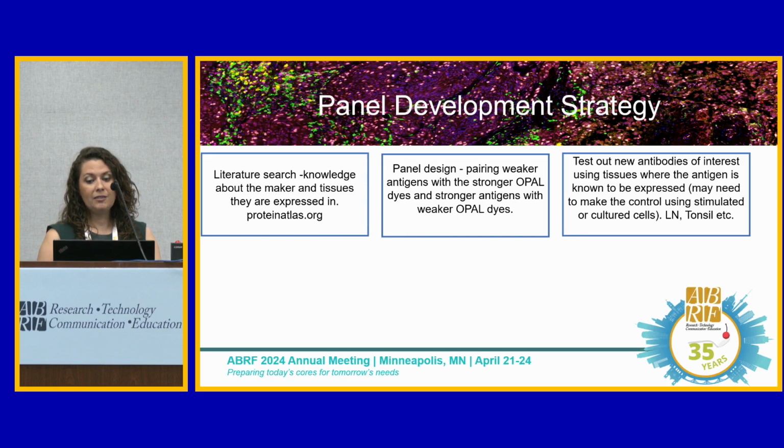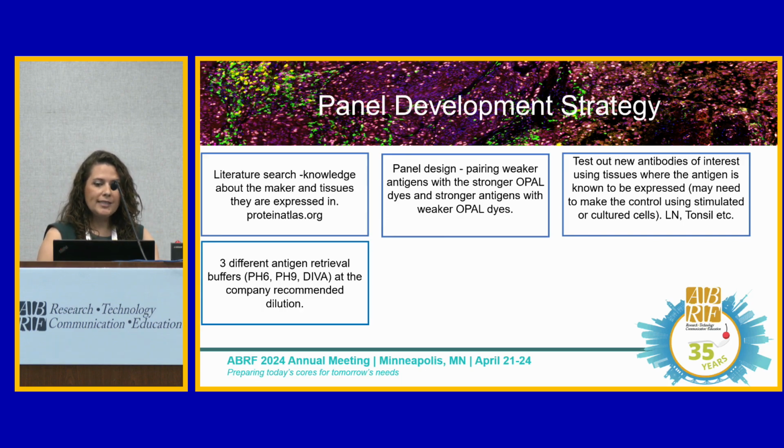You may not be able to find a good control for everything that you want to look at. You may actually have to make cell controls yourself. You can culture cells, expand them, stimulate them, especially if you want to have a control for something like a cytokine or chemokine. You may have to generate it yourself. Additionally, you may want to knock out protein expression or overexpress it to be overly confident in what you're seeing.